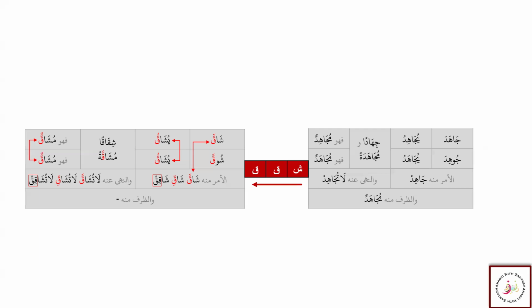So now let's do the Sarf Kabir for the Jahada family. The rule letters that we have taken are Shin, Kaf, and Kaf. The Sarf Saghir is like shakaka, that will be changed into shaka, yushaku, shikakan, fahuwa mushakun, shuka, yushaku, mushakatan, fahuwa mushakun, al-amru minhu shaka, shaki, shakik, wa an-nahyu la tushaka, la tushaki, la tushakik, wa az-zarfu minhu mushakun.